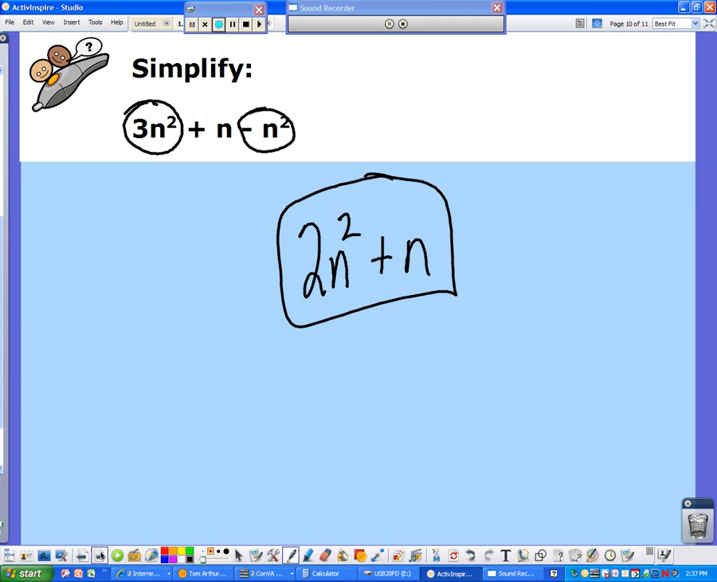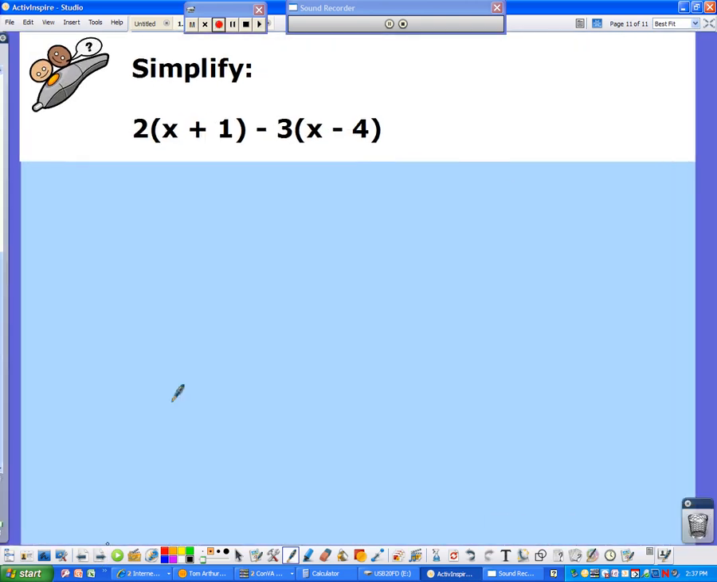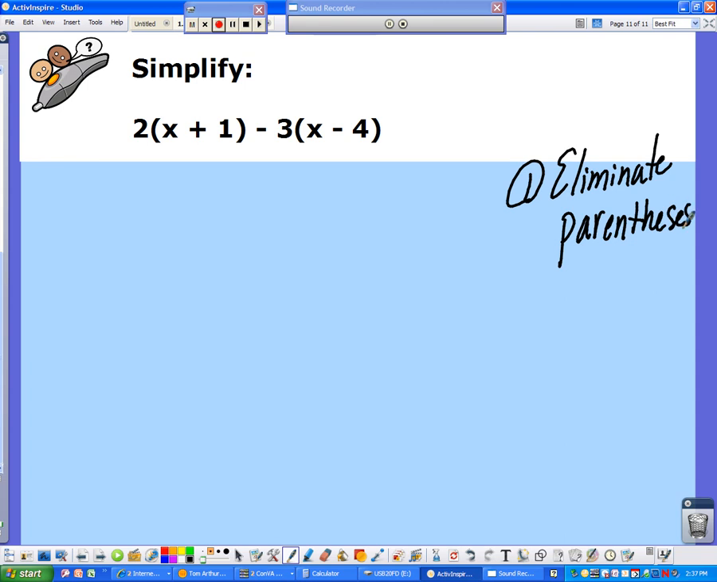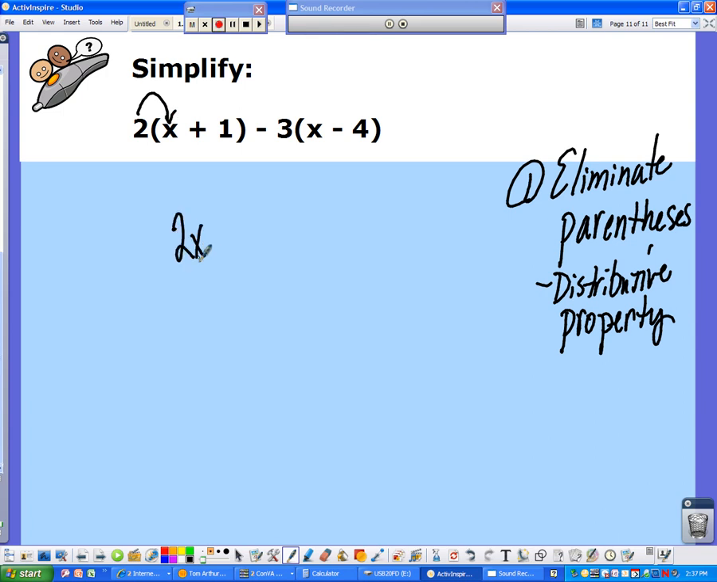Okay. The next one is a You Try, so go ahead and pause the video. Oh, sorry. This one, the very first thing when we're simplifying these is you need to eliminate parentheses. So in this case, we're going to use the distributive property. So if I distribute 2 to the x, I get 2x. Distribute it, make it 2 times 1, which is 2.